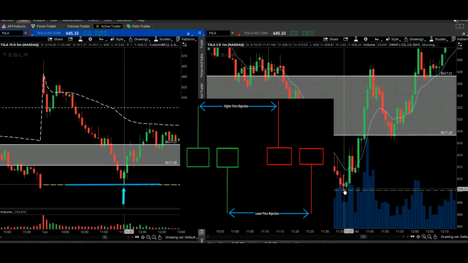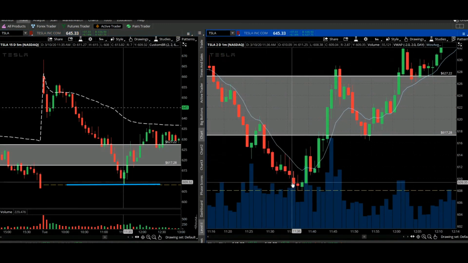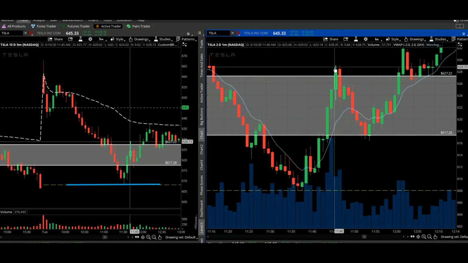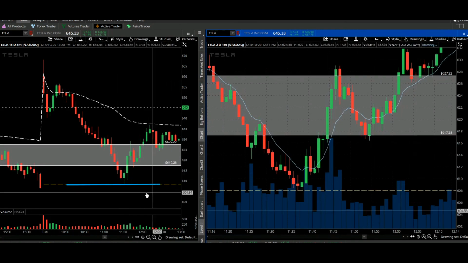So on the 1 minute, we don't have a pin bar. We do have a double bottom. However, as soon as we broke through this area of resistance, buyers stepped in and bought it right back up. And then we broke out of the area of resistance, came back down to retest it. We're still in that area. And then we shot up.